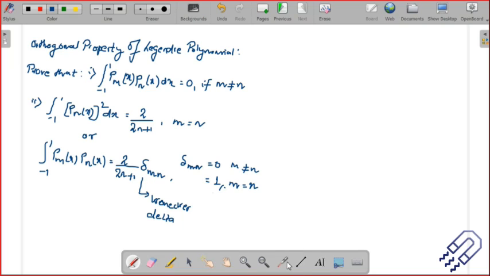Okay, so we will start the derivation now. This is how we actually state the orthogonal property of Legendre polynomial. Let's just look into the proof now. So the next part is going to do the proof.